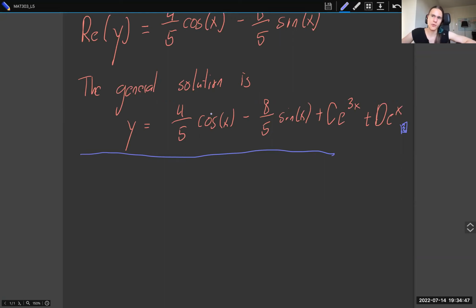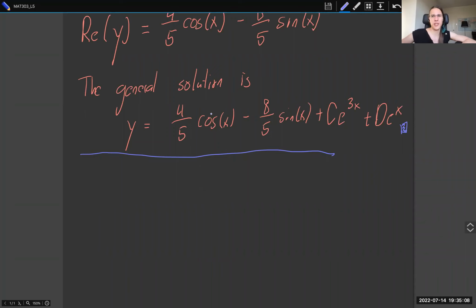And if there are repeated roots, then we're going to multiply them by a suitable power of x, which is one less than the multiplicity of the roots. So that's how you solve homogeneous constant coefficient linear equations of arbitrary order. Okay, now you know about that. Now, what about the inhomogeneous equation?